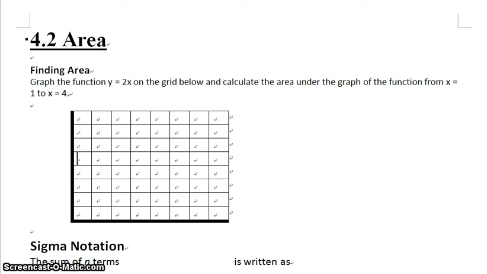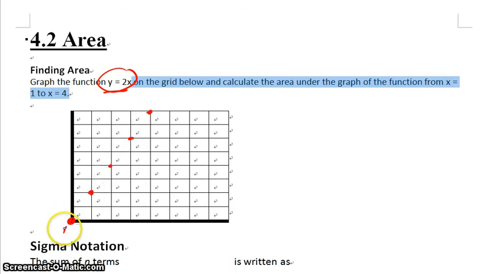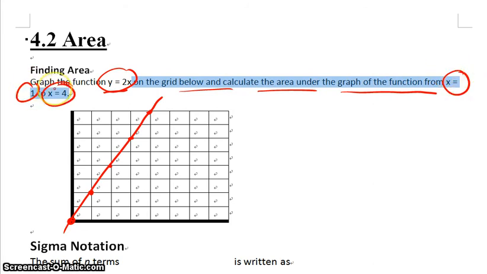Let's start with an easier question, and then we'll move on to a more difficult one. We want to find the area under the curve of a linear function. Looking at it here, y is equal to 2x. This is my grid. The y-intercept is 0, the slope is 2, so 2, 4, 6, 8. It's just a simple linear function. I want to calculate the area under the graph of this function from x equal to 1 to x equal to 4. What does that mean?